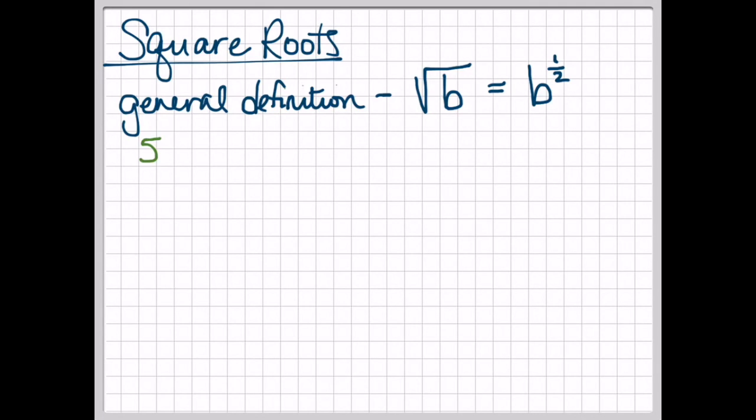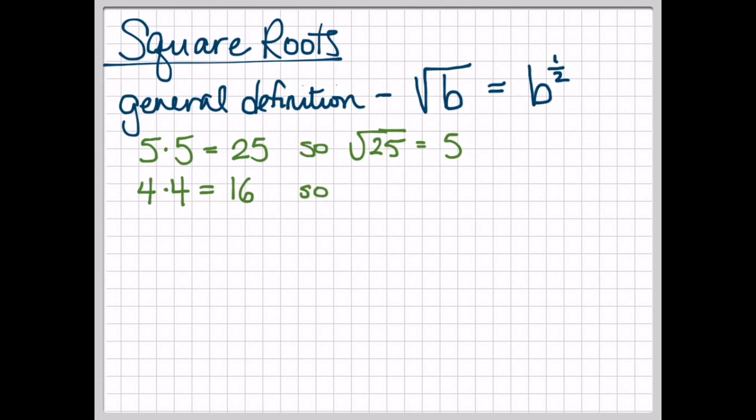So if I had 5 times 5, that's going to equal 25. A perfect square is when you multiply a number by itself. So then basically I can say the square root of 25 equals 5, because 5 times itself is equal to 25. That's the square root. Similarly, I can say 4 times 4 equals 16, so the square root of 16 is equal to 4, because 4 times itself gives me 16.